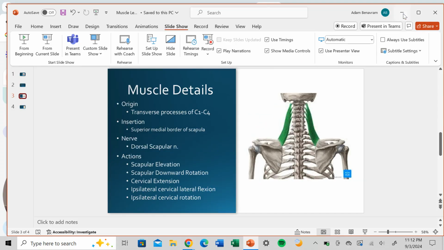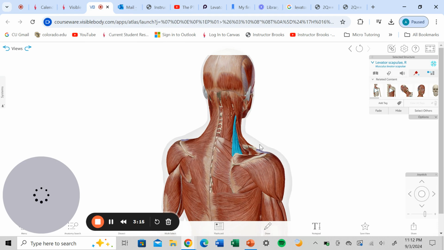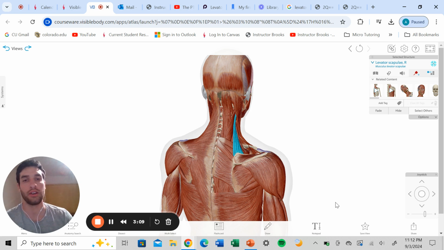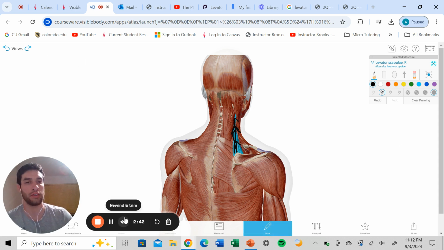Let's go into the other program and look closer at the levator scapula, which is the one that's highlighted here. So if we were to go and draw in the line of pull, it would be going up this way, where when it contracts, the insertion point right here at the scapula would be moving towards the origin. Okay, so that's what it looks like there.